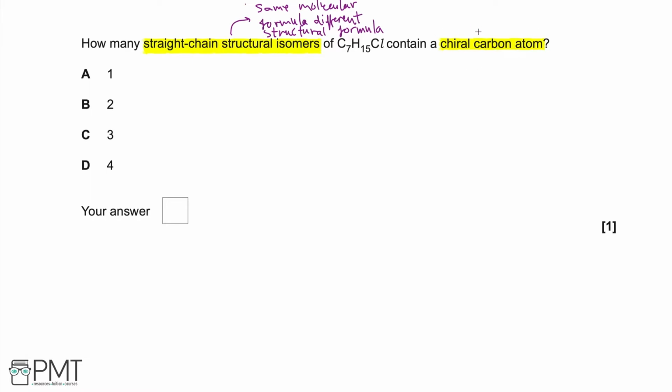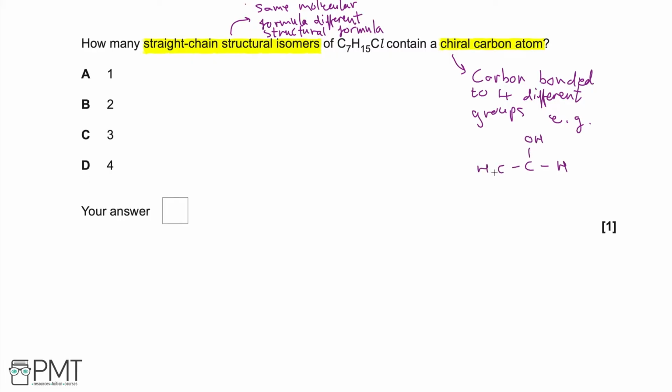Furthermore, we need to be sure that we know what a chiral carbon atom is. And a chiral carbon atom is any carbon which is bonded to 4 different groups. For example, we could have something like carbon bonded to hydrogen, an alcohol group, and then a methyl and an ethyl group. This would be the chiral carbon here, and sometimes we annotate that by putting a star next to it.